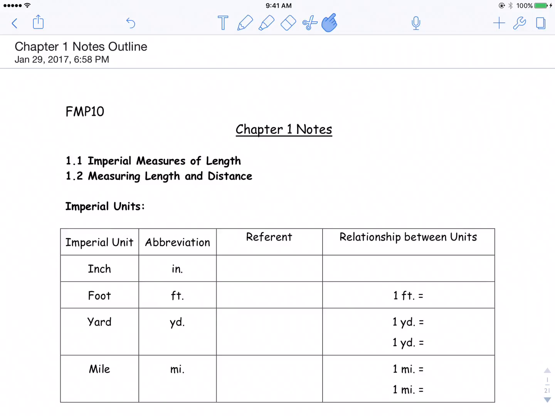That's the metric system, so kilometers, meters, centimeters, millimeters, and using those same prefixes with other units as well, like grams and liters. So first of all, section 1.1 deals with just looking at some imperial measurements. Section 1.2 looks at measuring lengths and distances, again using the metric system.